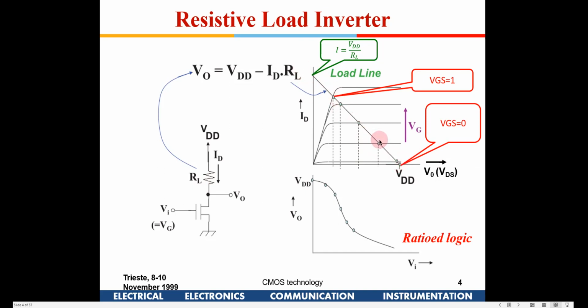Now if you see, this is one line. If you try to analyze this, when Vin is equal to 0, what is the corresponding point of the load line of the resistance? It will be here, and the intersecting point for Vin equal to 0, meaning VGS equal to 0, will come exactly on the x-axis. So you get a point VDD. So when Vin is equal to 0, you will get VDD.